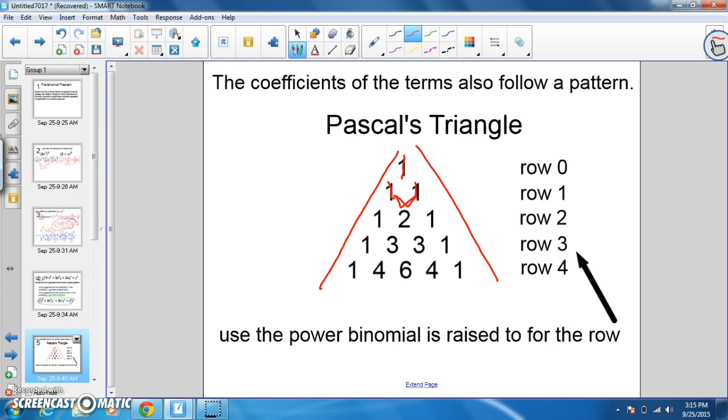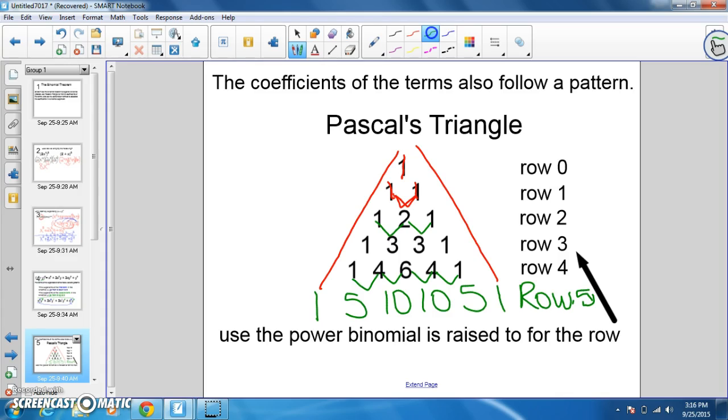So here we added 1 plus 1 to get 2. To get our next row, we're going to add 1 plus 2 to get 3, 2 plus 1 to get 3, and we have the 1s on the outside. I'm going to make row 5 here. So I start out with a 1, then 1 plus 4 is 5, 4 plus 6 is 10, 6 plus 4 is 10, 4 plus 1 is 5, and ending with a 1.